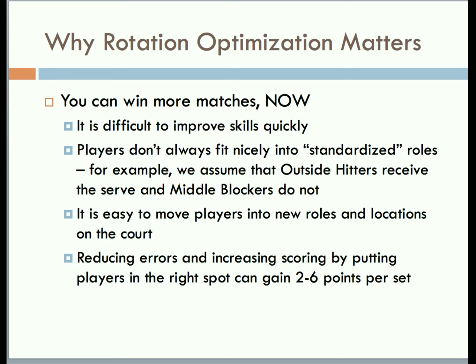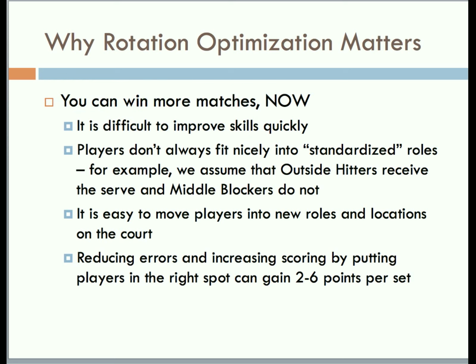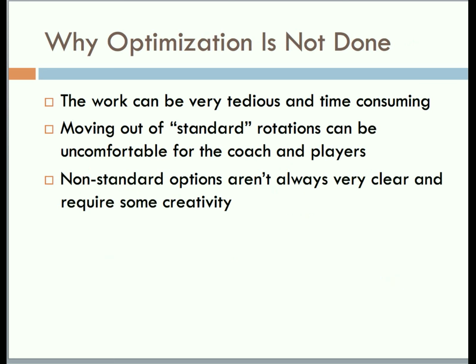It's difficult to improve your team's skills, but it's not that hard to move the players into the right locations. For example, many of your players may not fit into standardized roles, such as the outside hitters being the primary receivers. It may turn out, for example, that your middle blocker is a good receiver, so you'll need to modify standard rotations. It's easy to move players into new roles and locations on the court, and reducing errors and increasing scoring by putting players in the right spot can gain 2 to 6 points per set.